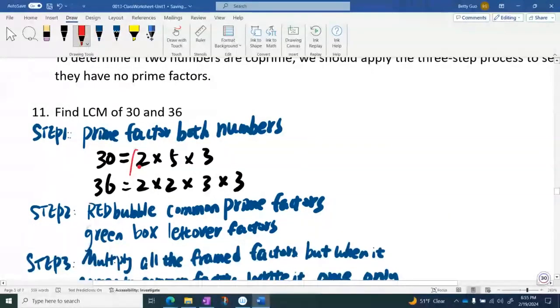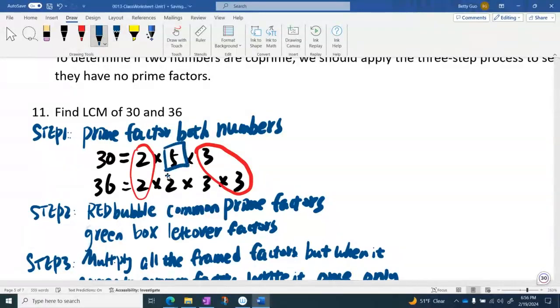Bubble the common prime factors, like when we were looking for the GCF, same as earlier. But besides the common prime factors, we have some leftover factors: the 5 here, 2 here, 3 here. I call them leftover factors. Instead of bubbling them, I'm going to use a box. That's not the color I want. Yeah, you can use your own color. It doesn't really matter.